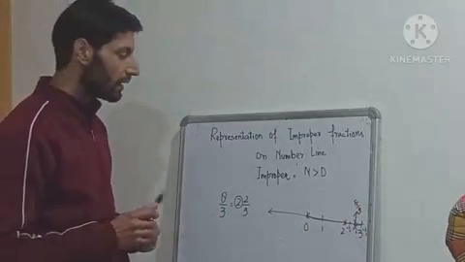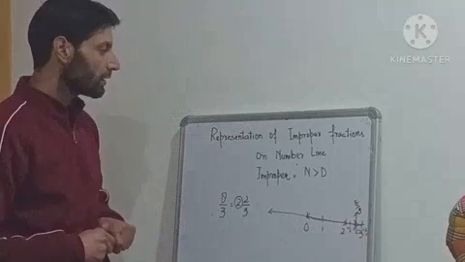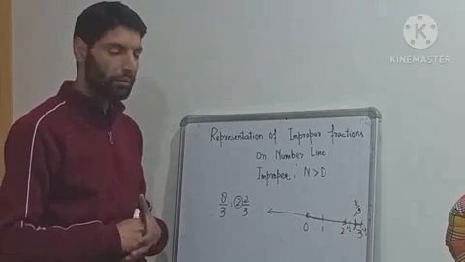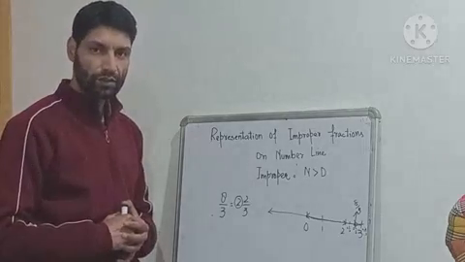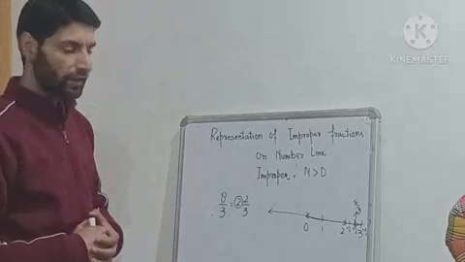So we can say that in order to represent improper fractions on a number line, we have to first convert these improper fractions into mixed numbers.